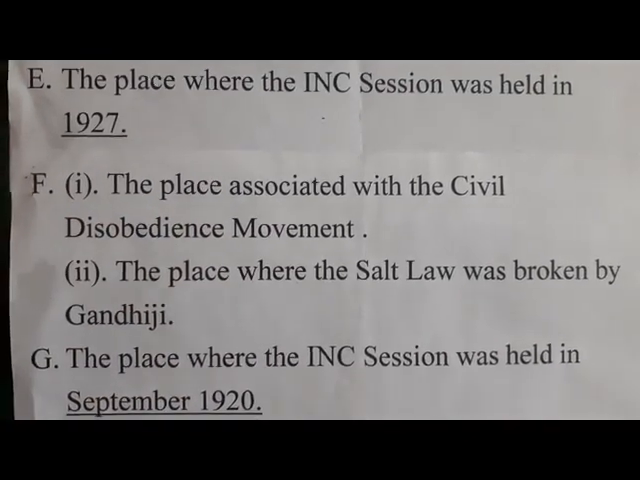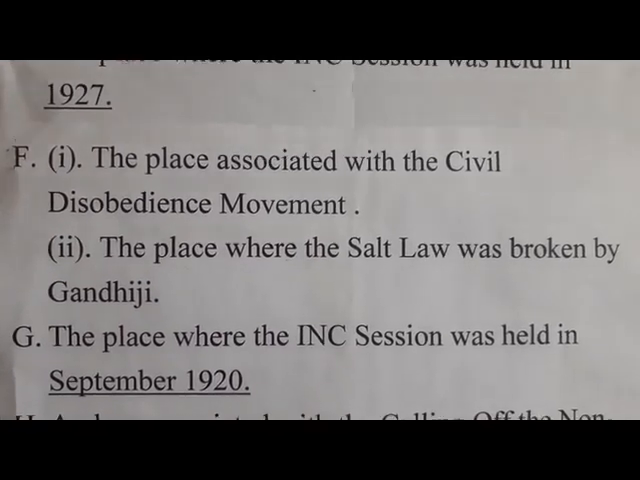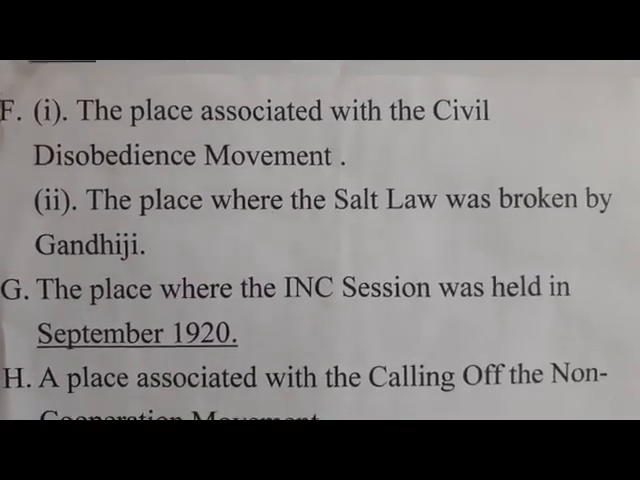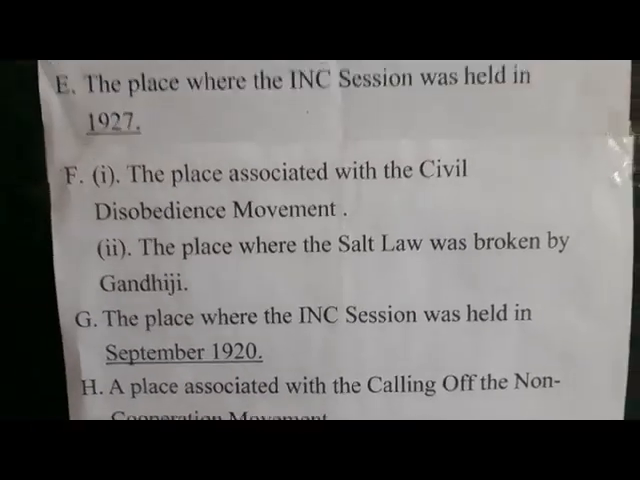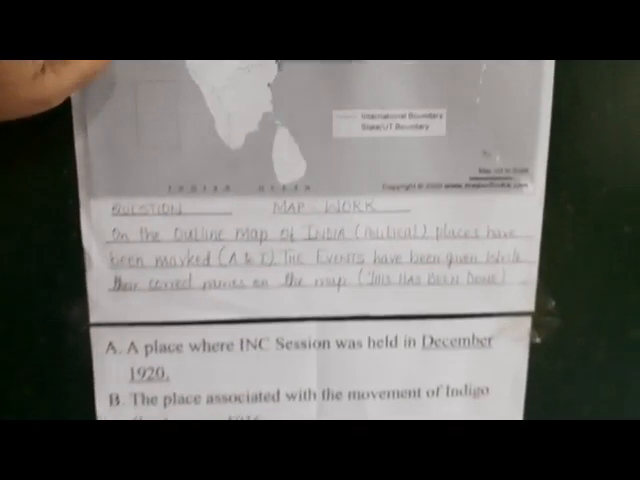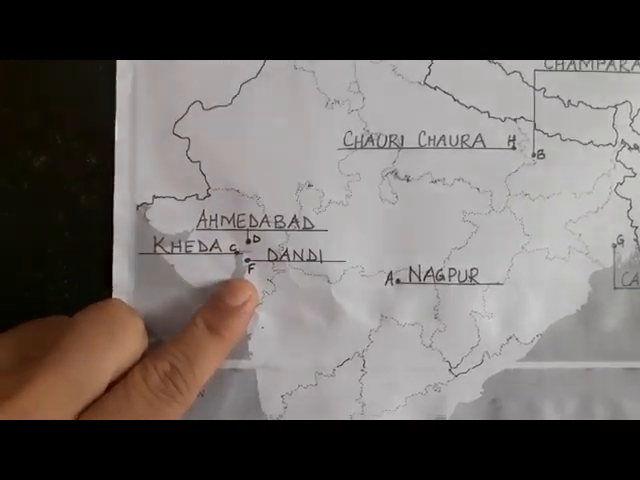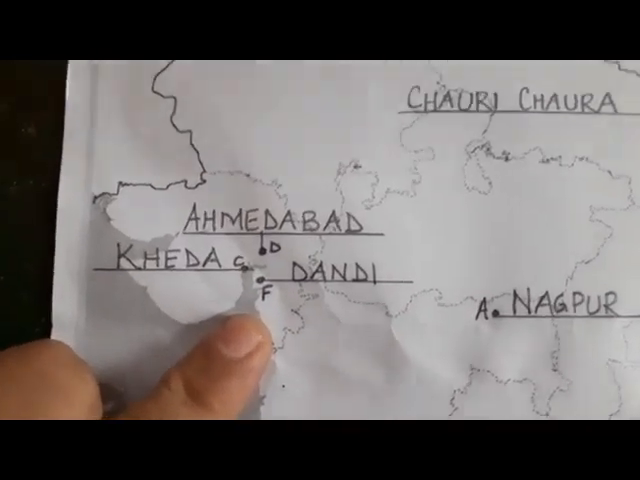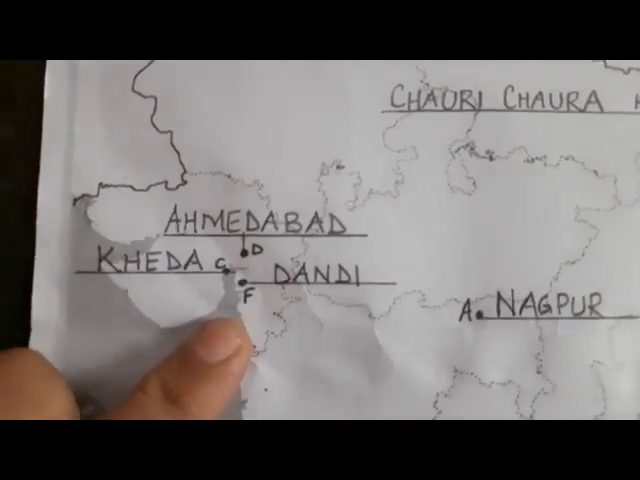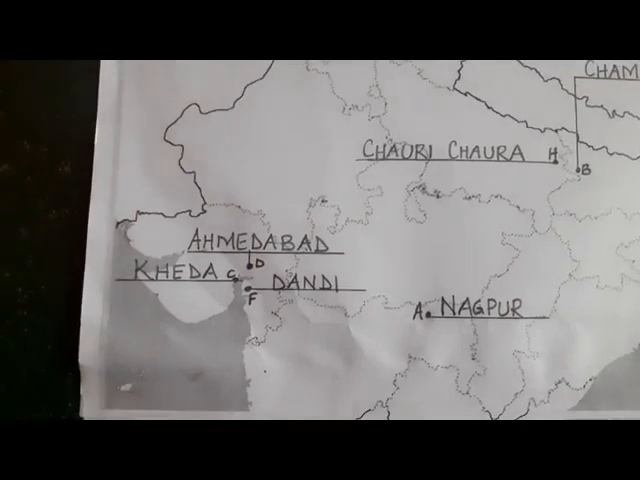Look for F. This is the beginning of the civil disobedience movement. Now look for F. Where is F on the map? It says F. Remember Dandi. Dandi is the southern coastal town in Gujarat. This is where Gandhiji had broken the salt tax, and this was the beginning of the civil disobedience movement.